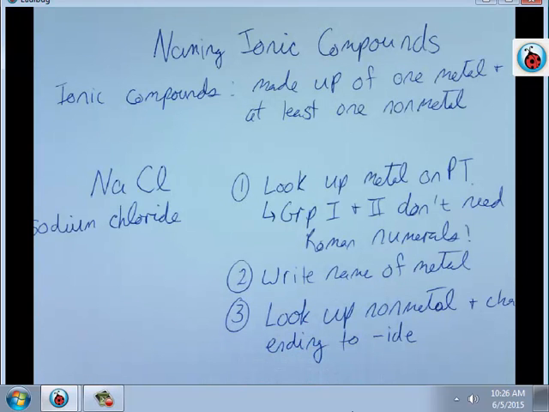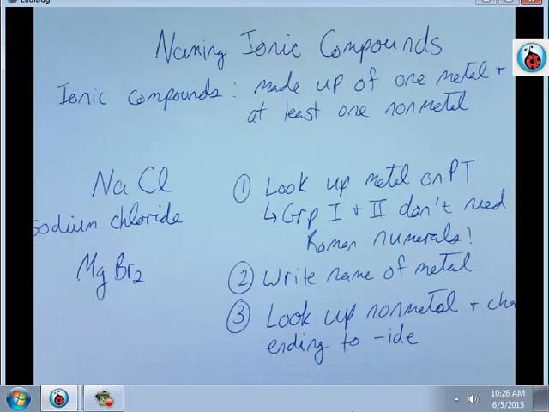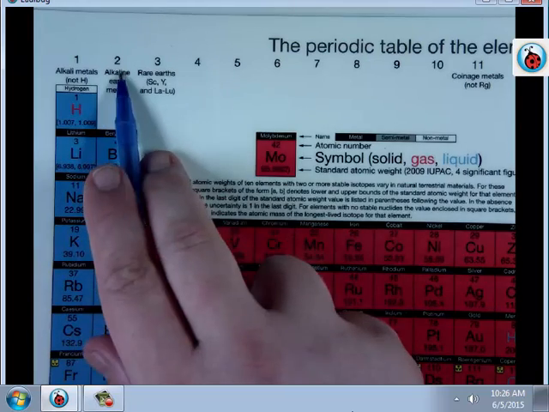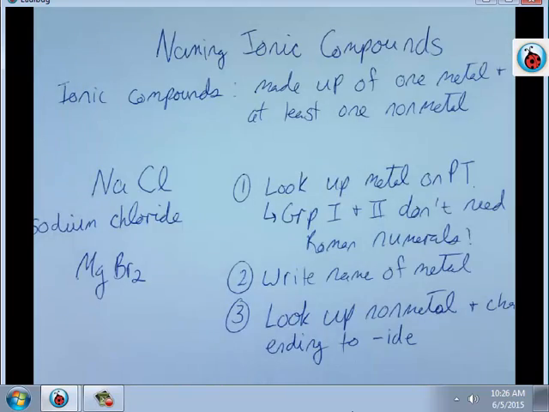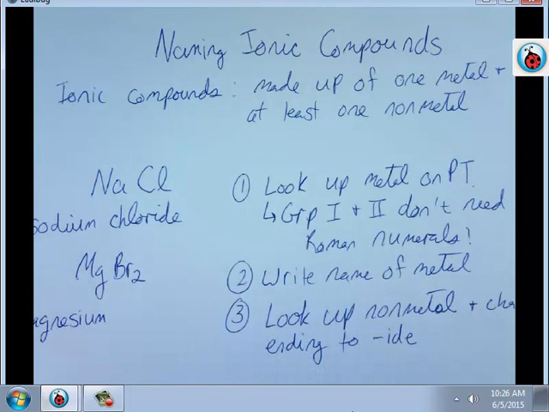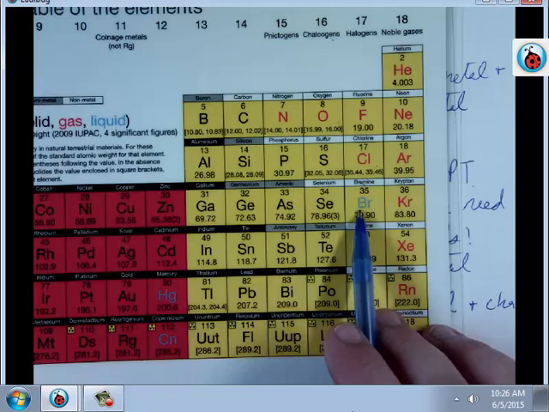So let's try another one real quick. MgBr2. Alright, so I'm going to follow the same process. I go to my periodic table. Mg, it's in group 2, so I don't need a Roman numeral. And Mg is magnesium. And let's see, where's my nonmetal? Br, so instead of bromine, it's going to be bromide.